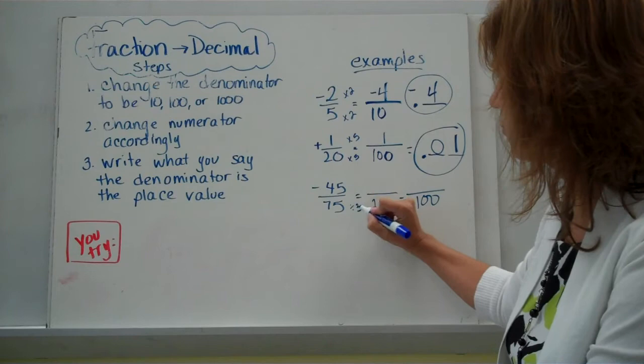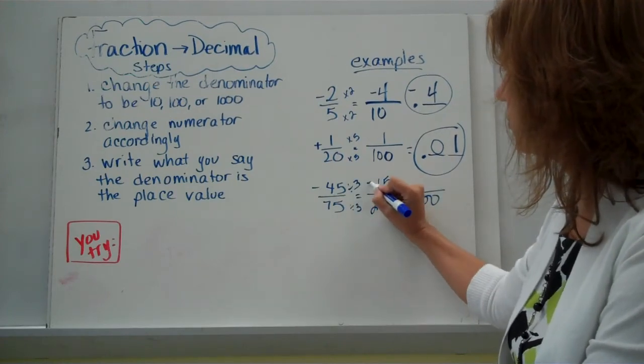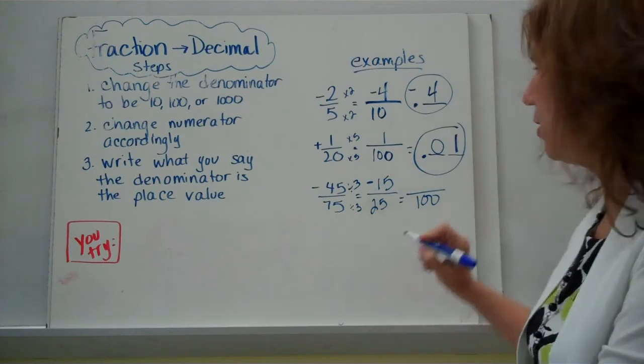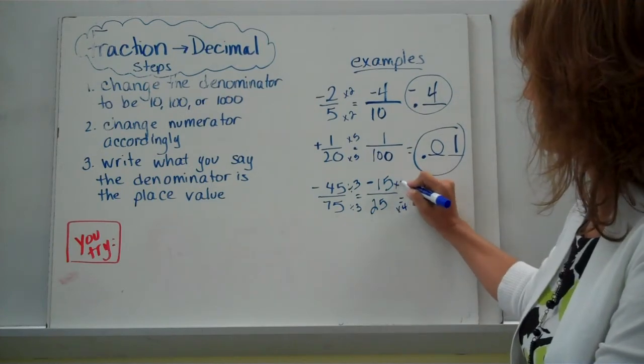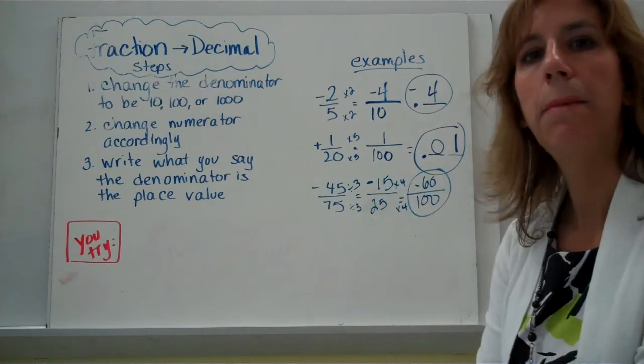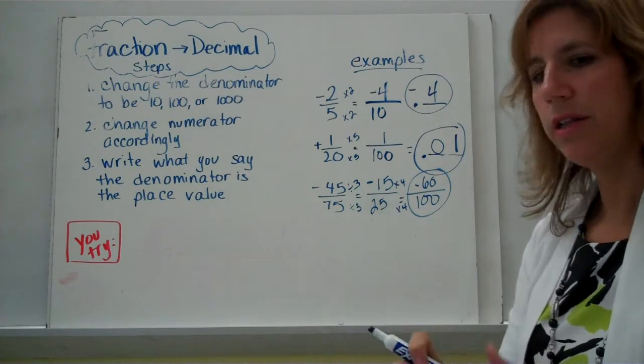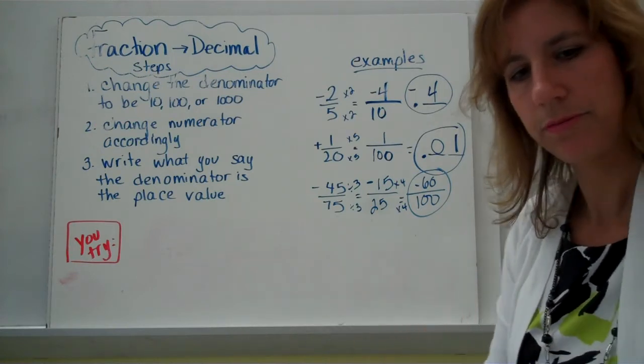We're going to divide by 3, top and bottom. Don't lose track of your negative. And now we're going to times by 4. Do you notice I'm changing my numerator? That's really important. Make sure you change the numerator right along with the denominator. All right, let's have you try some on your own.